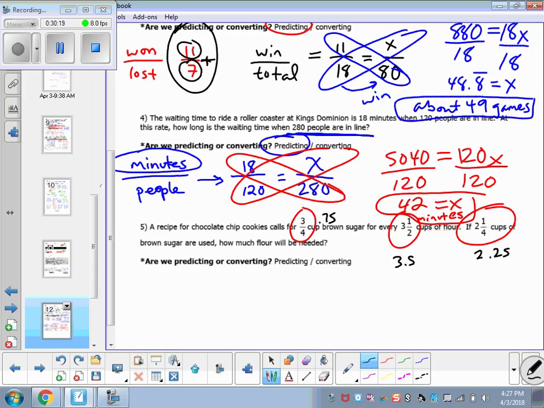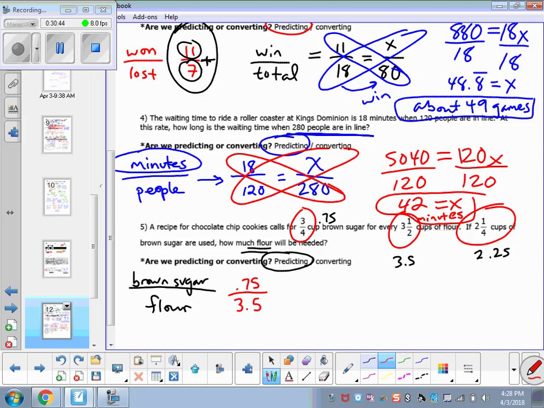So what we're doing here is we are predicting how much flour we're going to need. So we're comparing the amount of brown sugar to the amount of flour. We've been given that 3/4 cups of brown sugar in the numerator is used for every 3.5 cups of flour in the denominator. So if 2 1/4 cups of brown sugar are used, and brown sugar is in the numerator, we're going to put the 2 1/4 in the numerator, we can use that to figure out our unknown, how many cups of flour in the denominator.